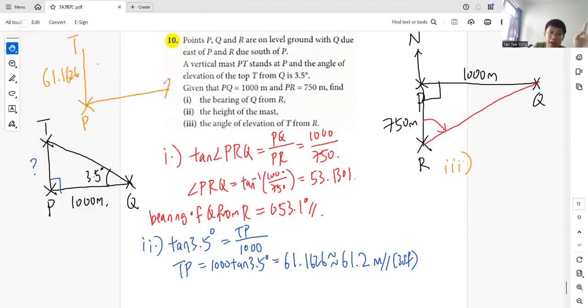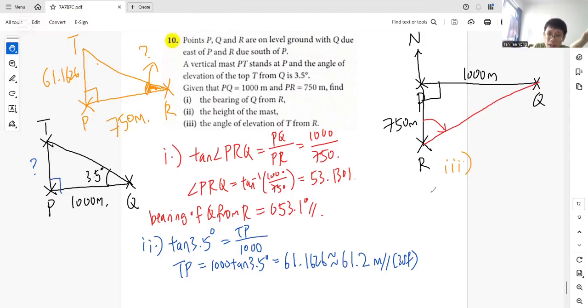Okay, and then from R. So now we are looking at R. They want the angle of elevation of T from R. So look, we are at R looking up towards T. So this is the angle of elevation that we are finding. All right, and we have given information: PR is 750 meter. So how do we find the opposite? TP is vertical, perpendicular to PR, so it's a right angle triangle, so SOH CAH TOA.